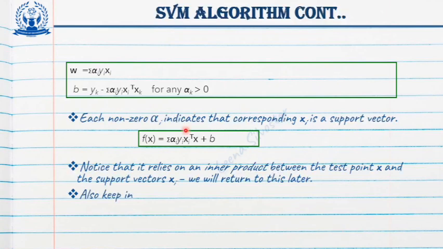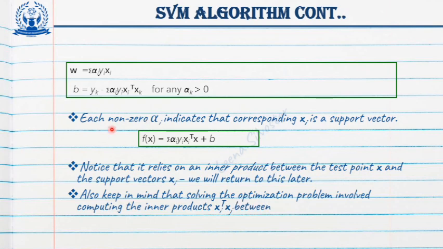The next step is to find the weight and bias using these two equations. Each non-zero alpha indicates that the corresponding x i is a support vector. So f of x equals the sum of alpha i y i x i, that is the weight w transpose x. Actually f of x equals w transpose x plus b. You can substitute w, that is this one, and we already know the value of b.